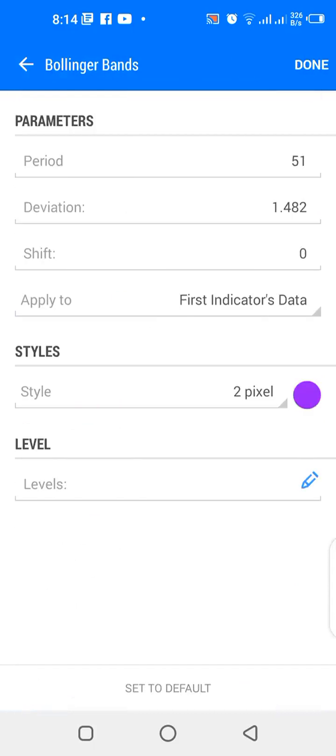Then the third Bollinger Band, the period is 51. The deviation is 1.482. Apply to first indicator's data, and the color is purple. And the last Bollinger Band is also 51. The deviation is 1.382. Apply to first indicator's data, and the color is green.